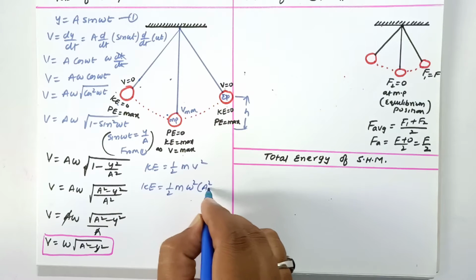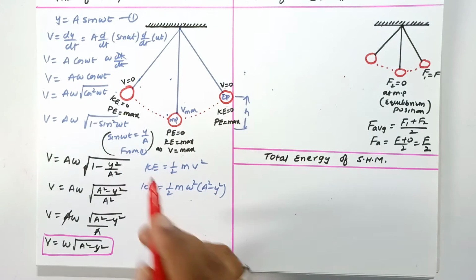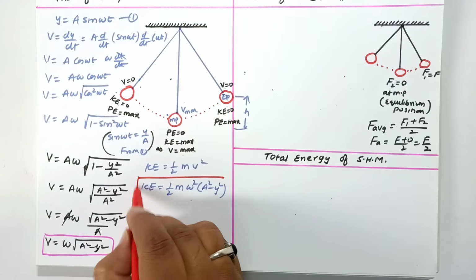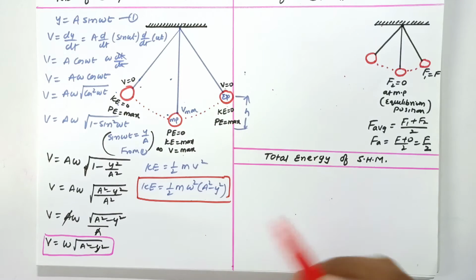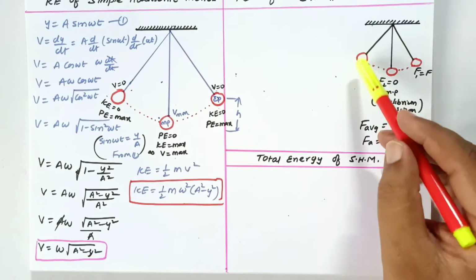Omega square into a square minus y square. This is the final formula for kinetic energy here. Okay, so if this is the final formula for kinetic energy, next we shall go for the formula for potential energy. So if you observe here, this is the different diagram for potential energy.